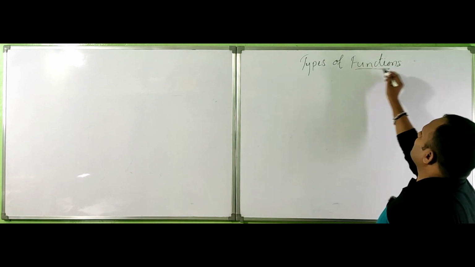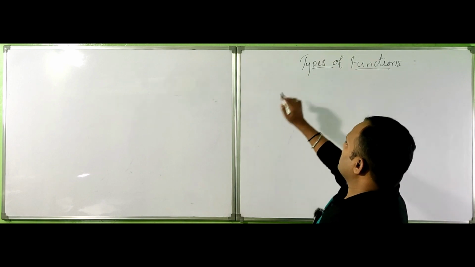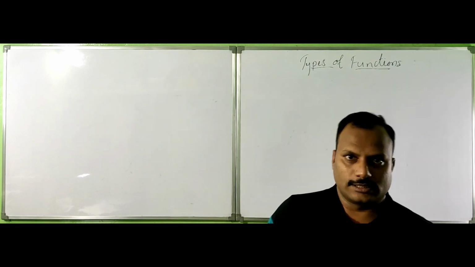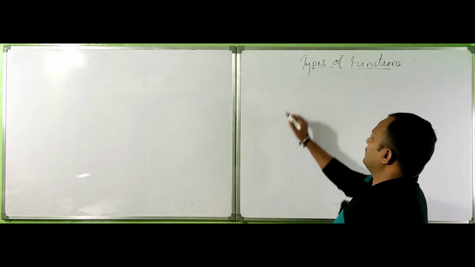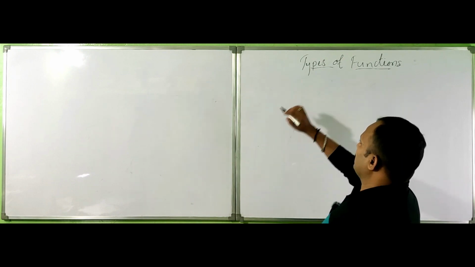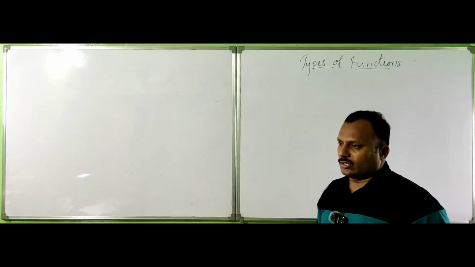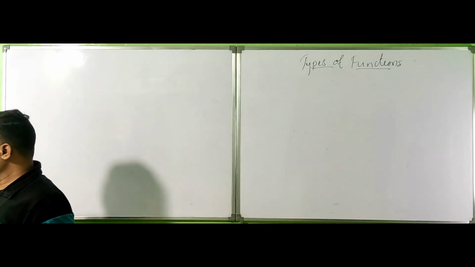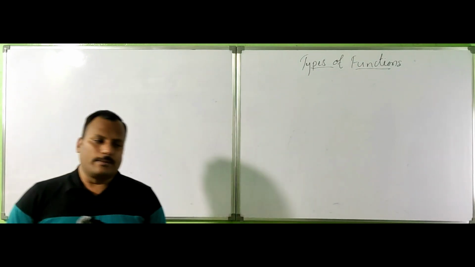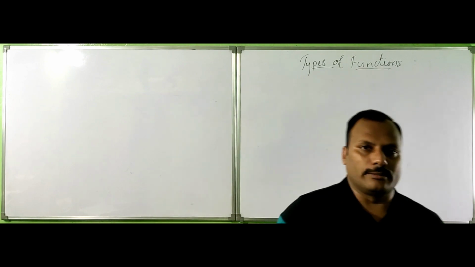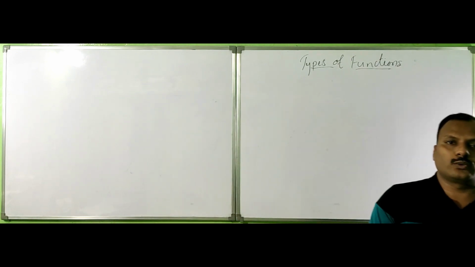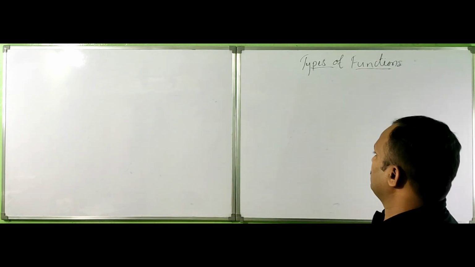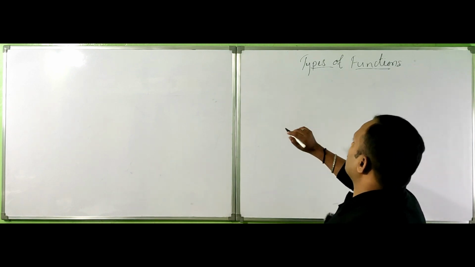So you know already what a function is defined as. A special relation where every domain element has at least one image, and at most one image. That is called a special relation, a function.